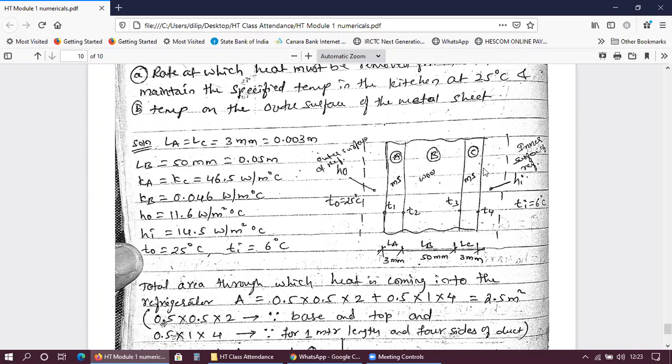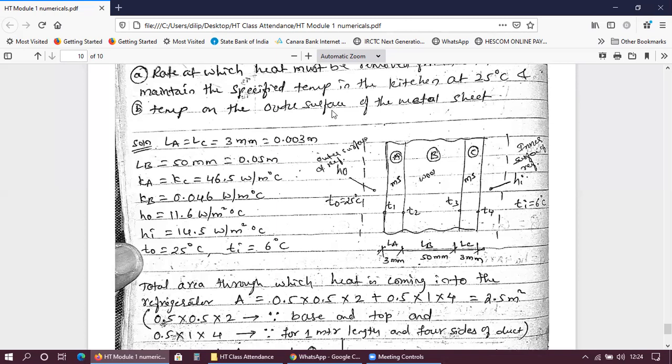So the temperature inside this refrigerator is to be maintained at 6 degrees Celsius, and the outside atmospheric temperature is 25 degrees Celsius. So what has been asked? First we need to calculate the rate of heat transfer, or rate of heat removed. Heat has to be removed from inside to outside so that we can maintain the temperature of 6 degrees Celsius. How much is the rate of heat transfer? That is the first thing to be calculated.